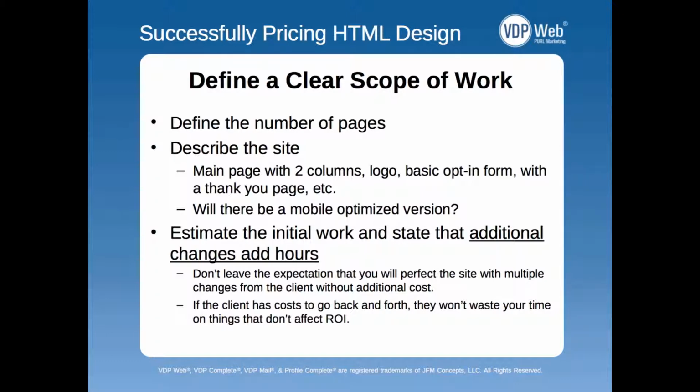So describe the website. That's also important. Describe what the content is. So an example would be our main page is going to have 2 columns. There will be a logo, a basic opt-in form with a thank you page. That's one example of a very standard design for generic URLs and PURLs. Give a little bit of information, get a little bit of information, and present a thank you page. So the other thing to keep in mind when you're describing that website and to talk about with your client is, will there be an optimized version?